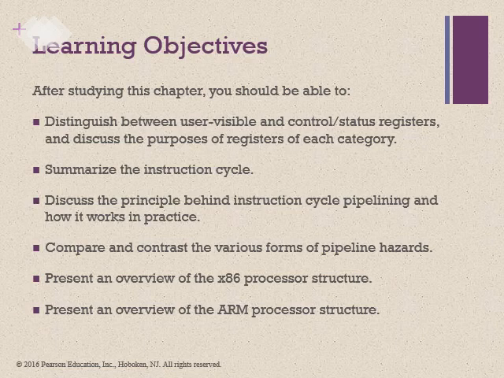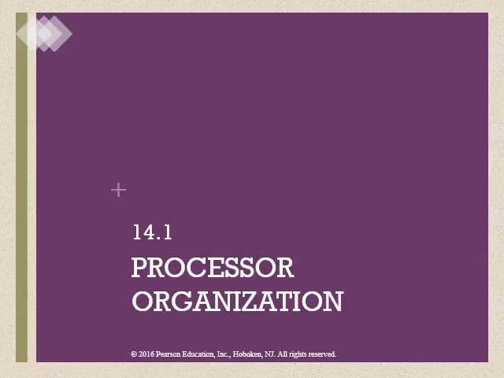This chapter discusses aspects of the processor. We begin with a summary of processor organization. So registers, which form the internal memory of the processor, are then analyzed. We are then in a position to discuss the instruction cycle, a description of the instruction cycle, and a common technique known as instruction pipelining to complete our discussion. And this chapter concludes with a brief examination of some aspects of the x86 and ARM organizations. So let's start with 14.1, processor organization.